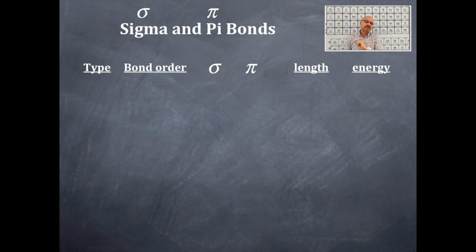So a little bit of a summary of these here. If we have a single bond, the type of that bond is a single bond. The bond order is a 1 because it's a single, right?